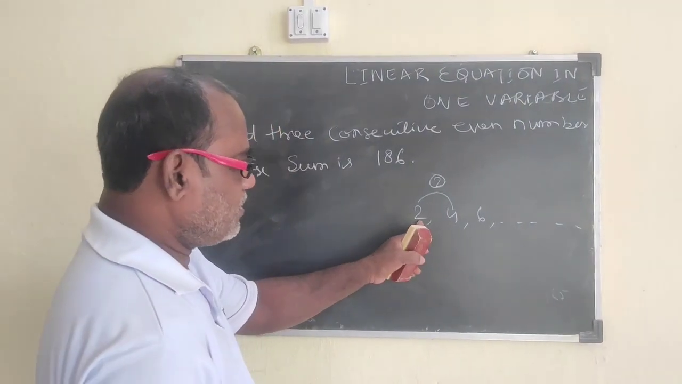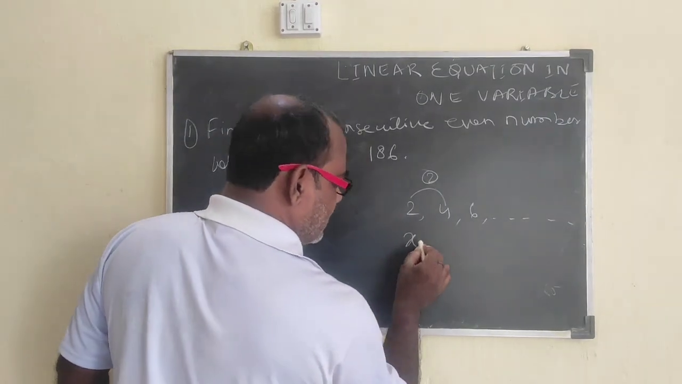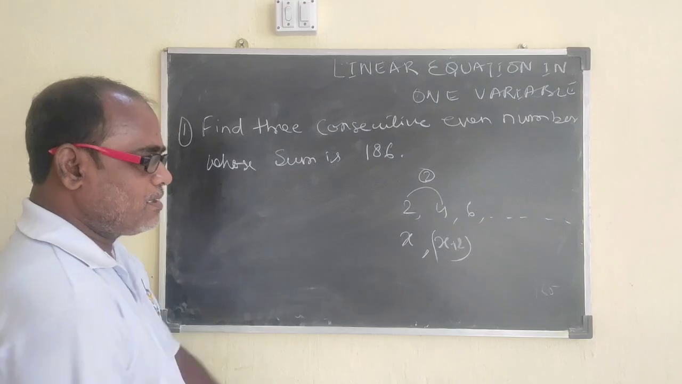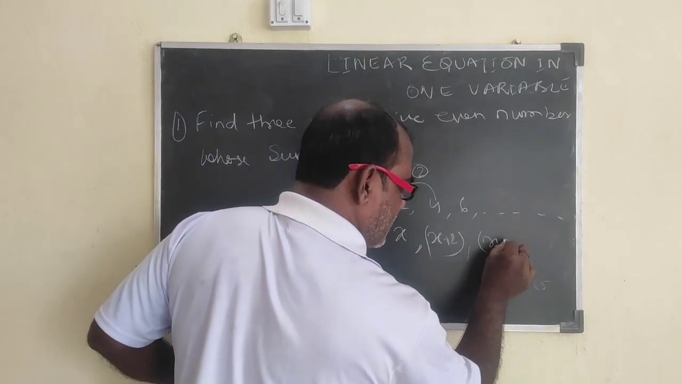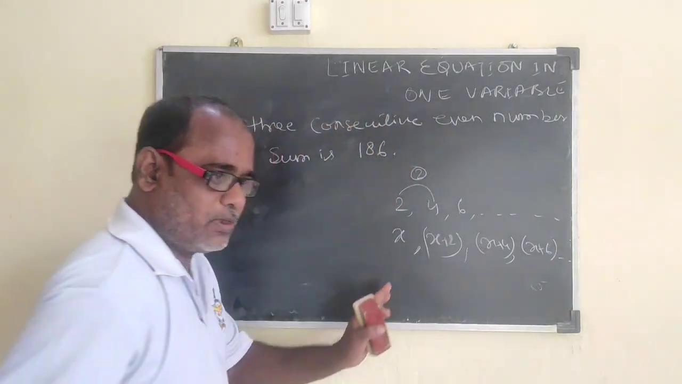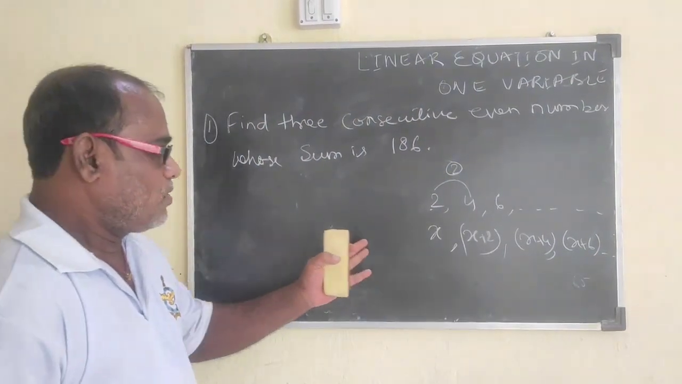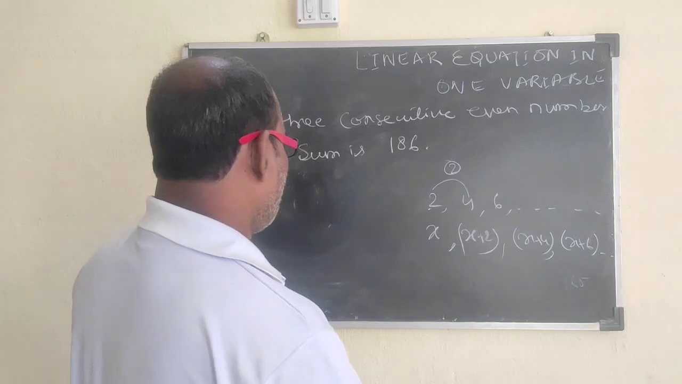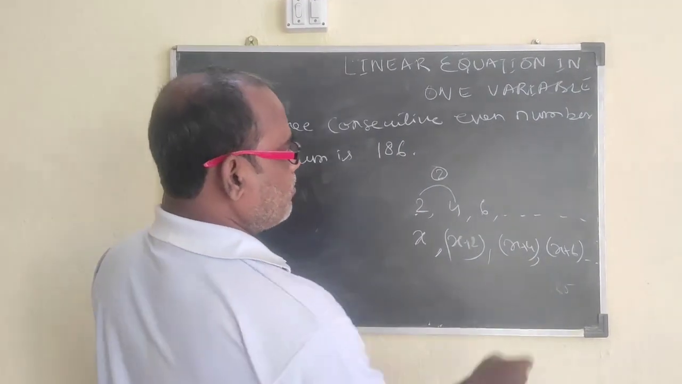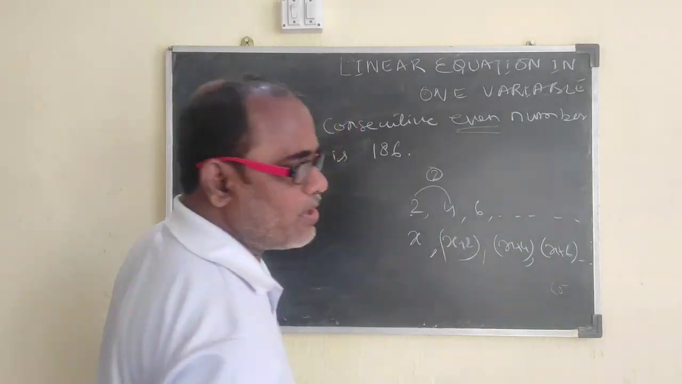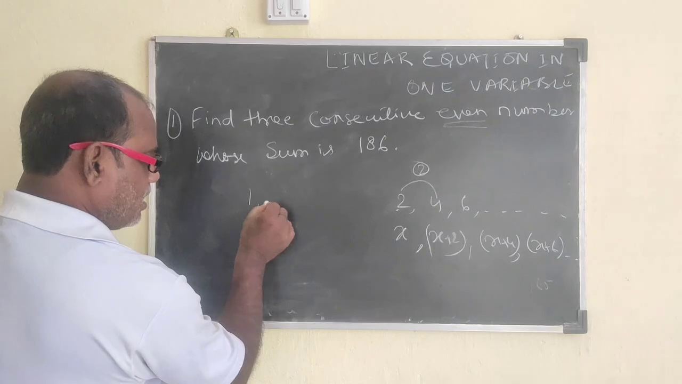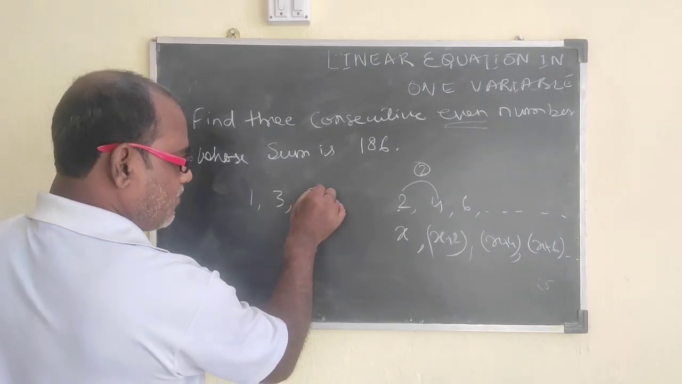So if the first consecutive number is x, then the second will be (x + 2). Always put brackets. The third one will be (x + 4), the fourth one will be (x + 6), and so on. Did you understand? If the question had given odd numbers instead of even numbers, for odd numbers also the same thing: the first odd number is 1, then 3, then 5, and so on.